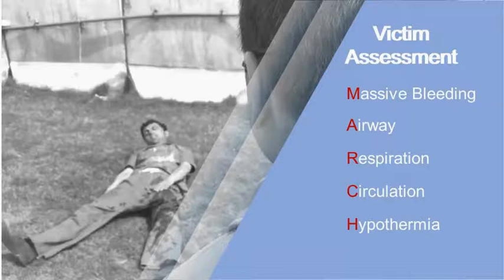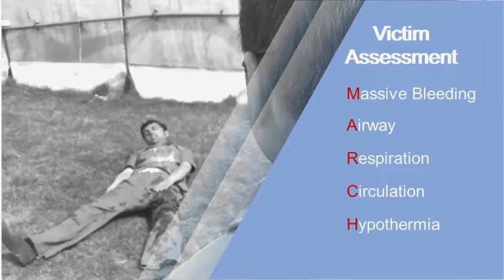Next is A for airway. If the victim cannot breathe in air through his nose or mouth into the lungs, his chances of survival become very low. Next is R for respiration. For oxygen to reach the brain and vital organs, you need to make sure that the victim is breathing at normal speed and rate. The first aider checks for injuries on the chest that can affect proper respiration.